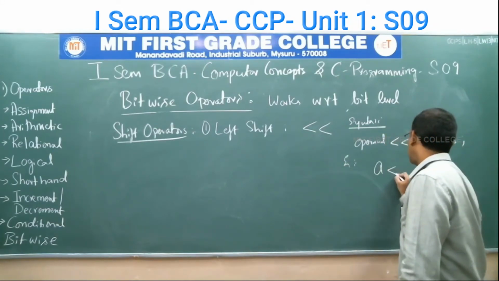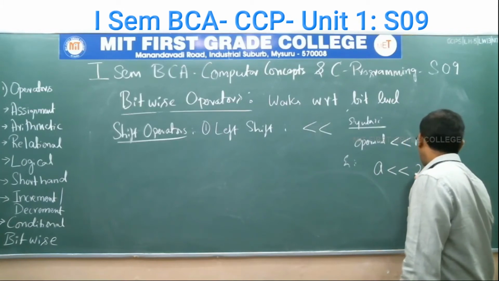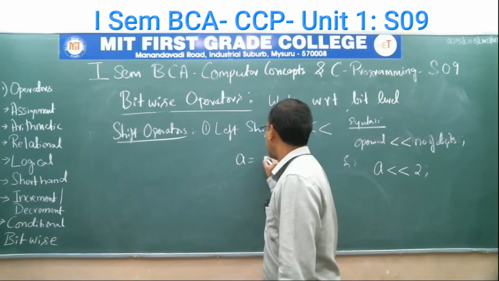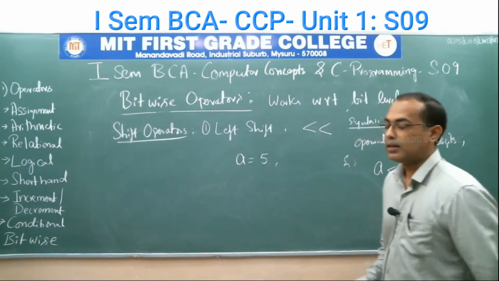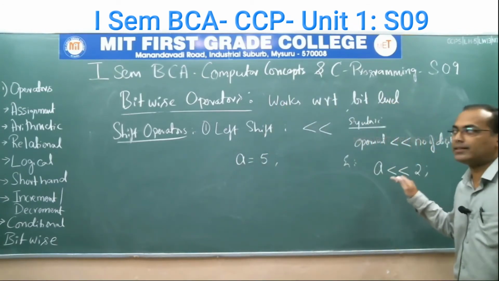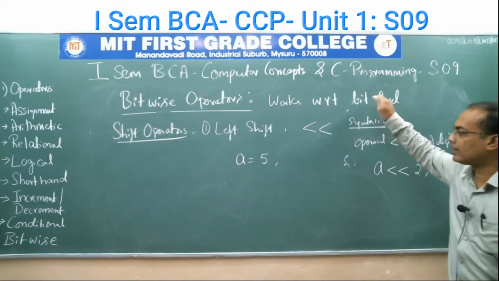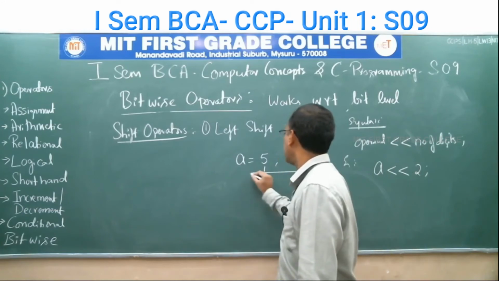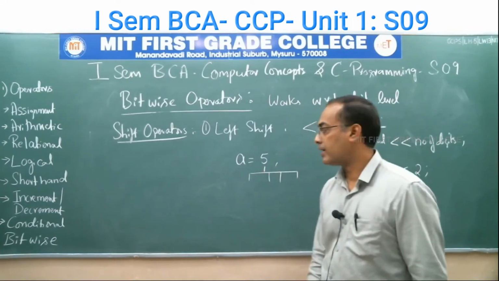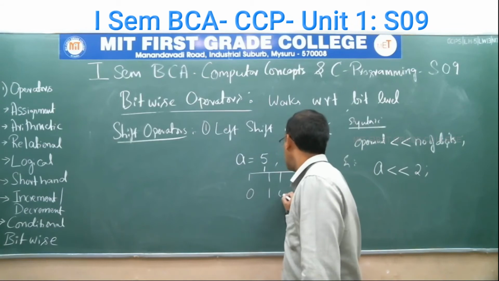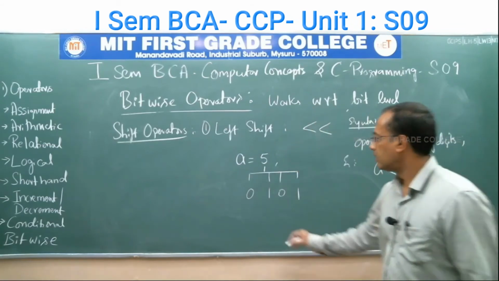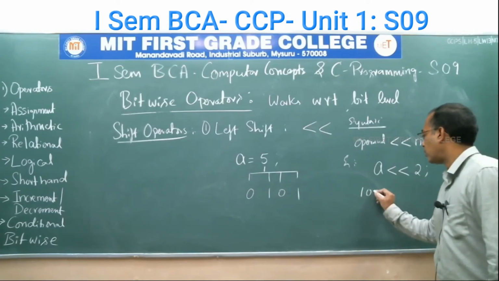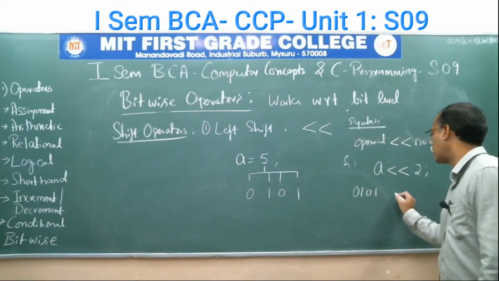A left shift 2. Okay, we'll take A as 5. We cannot use 5 as it is because it works at bit level. Bit level is nothing but binary, so we need to convert it into binary. So what is the binary form of 5? 0 1 0 1. That is 8421 format.